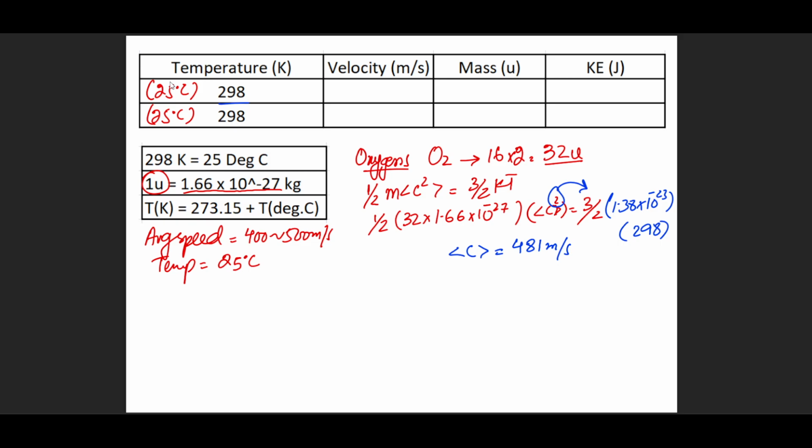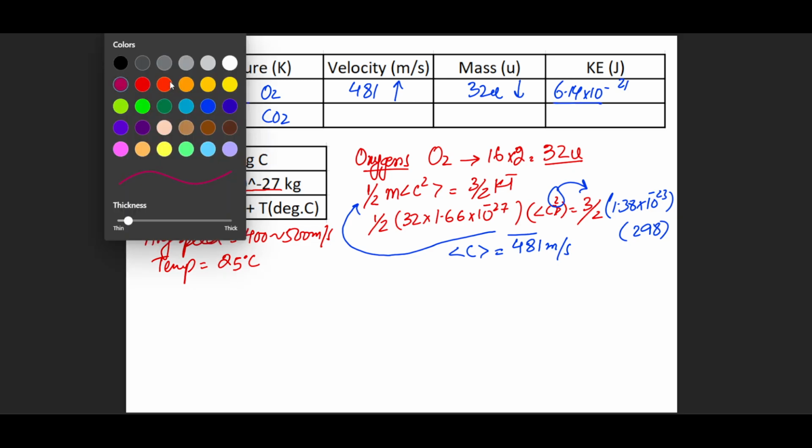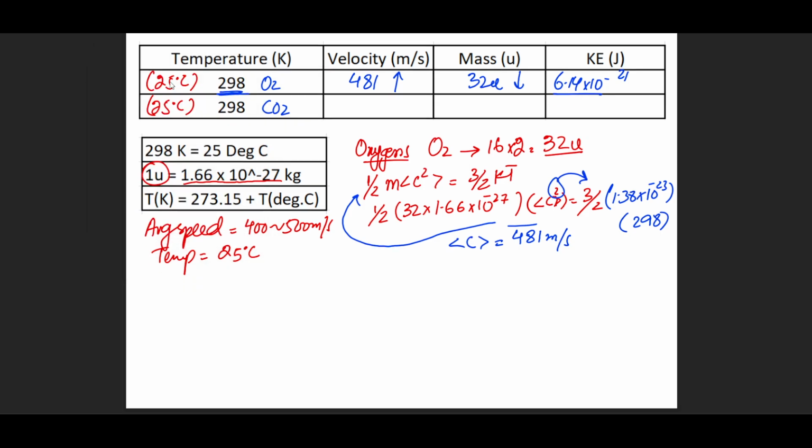So I'm going to put in the values over here that the first one is oxygen and the second one will be carbon dioxide. So the velocity over here comes out as 481. The mass was 32 U. And if you want to find out the kinetic energy, if you put in this value 481 meters per second into this equation, you will get an answer of 6.14 into 10 raised to power minus 21 joules. Now what we're trying to prove here is that if one of them has a higher velocity, its mass will automatically be less. But for the temperature of 298, the kinetic energy will be the same across the board. Let's do exactly the same exercise for carbon dioxide.